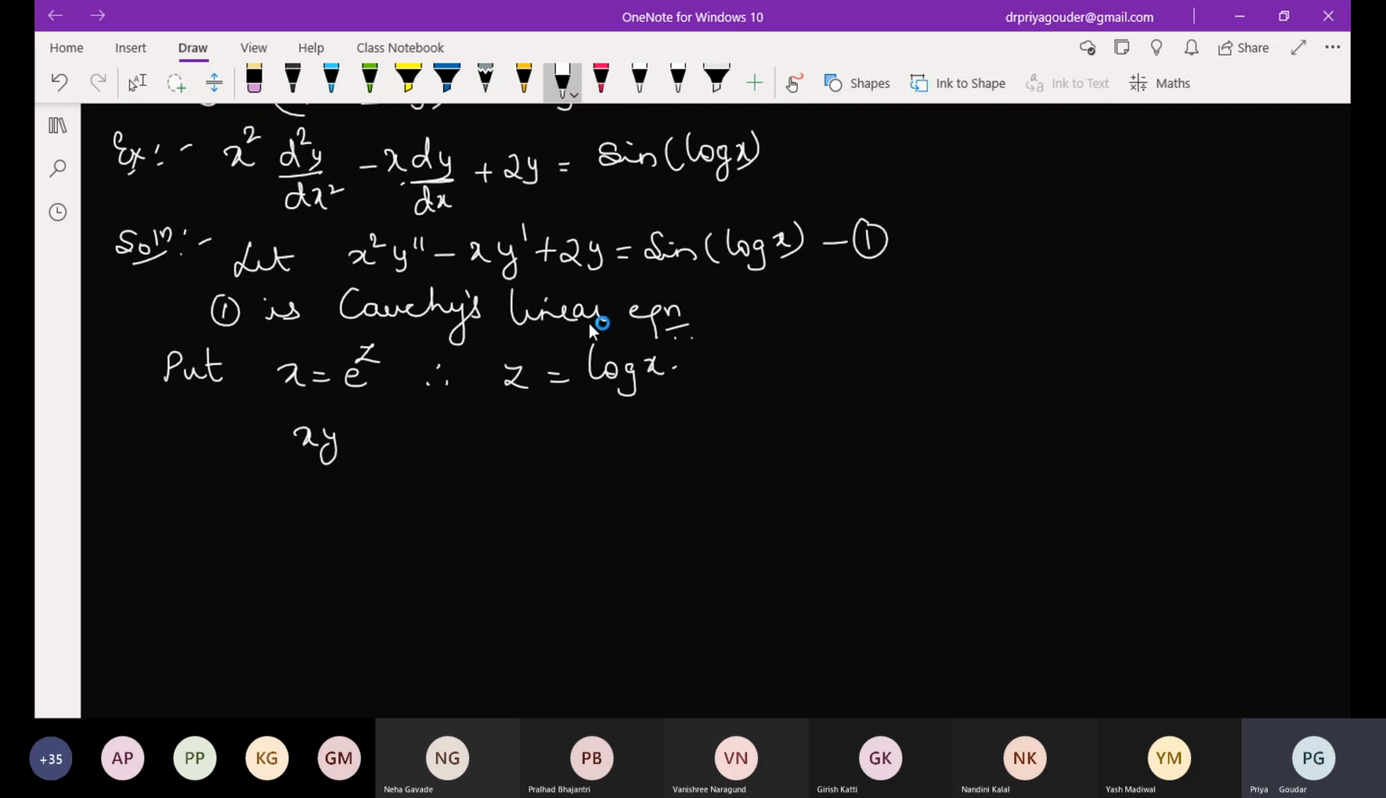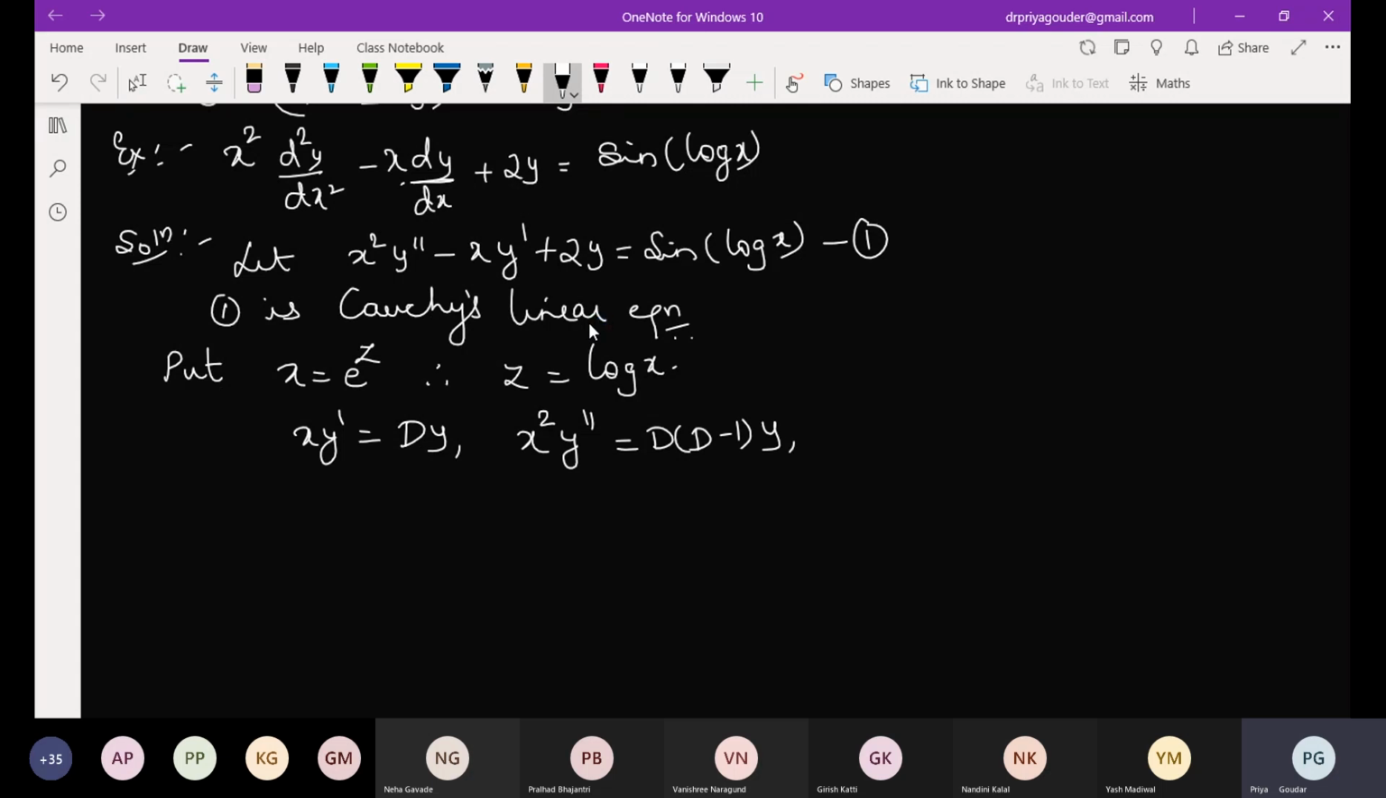So what is x into y dash? It means x into dy by dx, to be substituted as D y, very good. Similarly, what happens to x square y double dash? Hope you are not getting confused with the notations. Y double dash means second order derivative only. x square y double dash is D into D minus 1 into y. That is the only thing you have to mention.